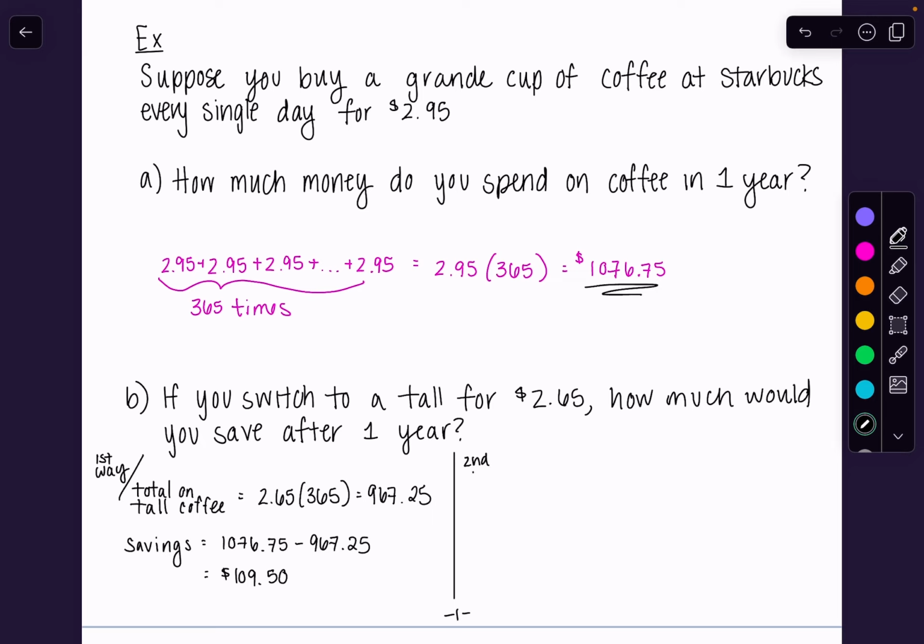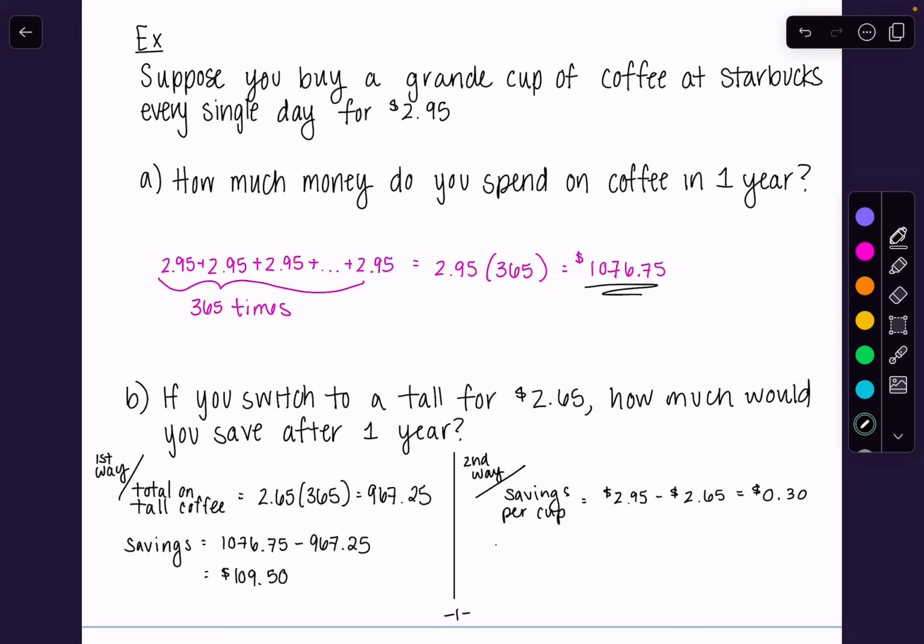Okay. So that's one approach to this. We do have a second approach too. Again, my best recommendation is always go with your gut instinct. Try it out. It might work, it might not, but go with what you feel might be appropriate. Another thing I can do instead is figure out how much money I would save for every single cup. So if we look at the savings per cup of coffee, originally we were spending $2.95. Now we're spending $2.65. So every single day we're going to save 30 cents.